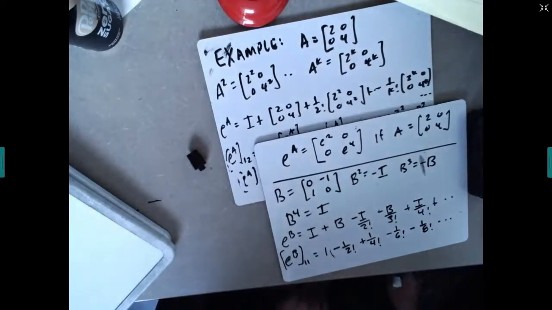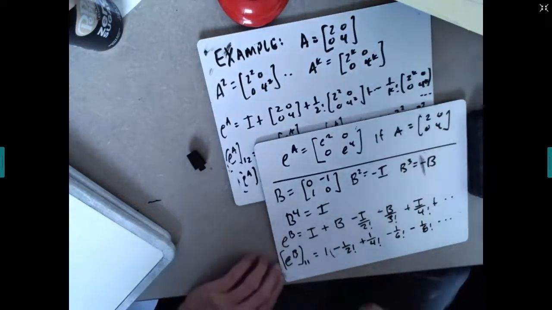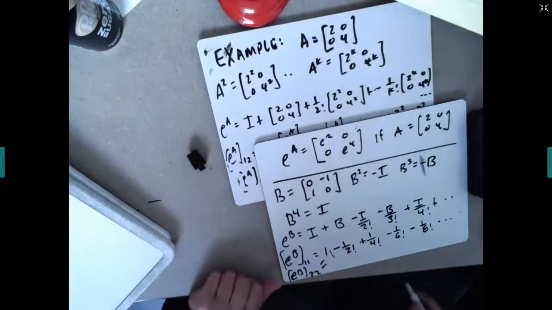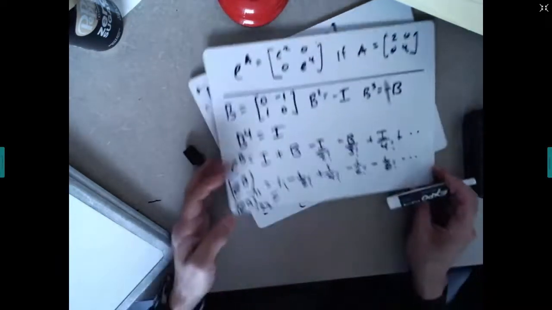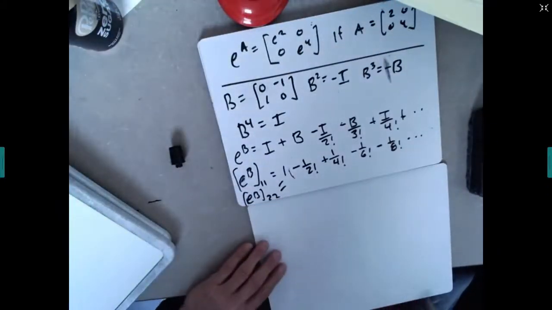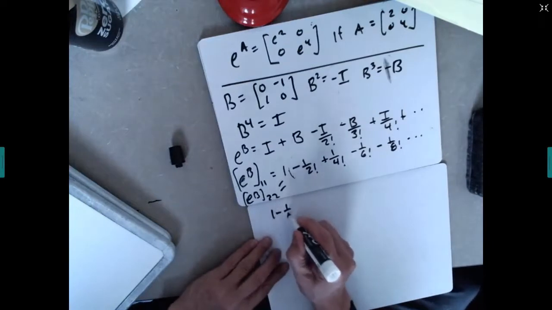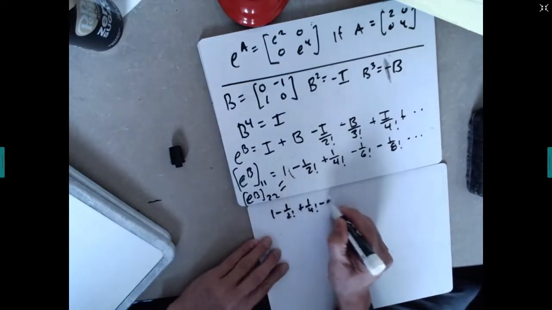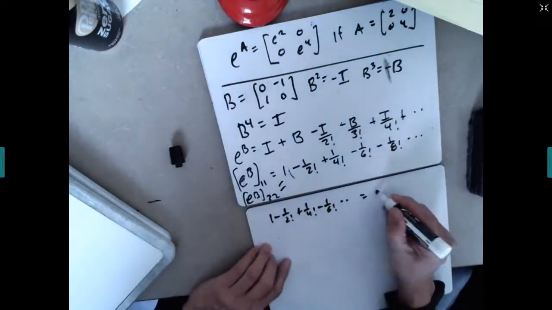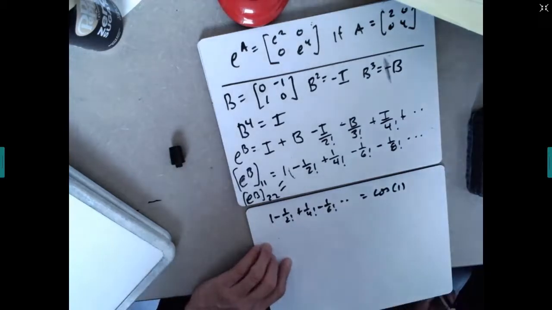Okay? And notice the way this works. This is also going to be the off diagonal. I mean, not diagonal, but the second one is the same. These are the same right here. Okay? Well, in fact, you've probably recognized this. 1 minus 1 over 2 factorial plus 1 over 4 factorial minus 1 over 6 factorial. Think about the Taylor series. That's just the Taylor series for cosine of 1 radian. All right?